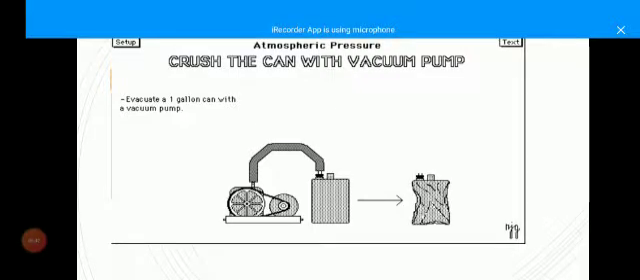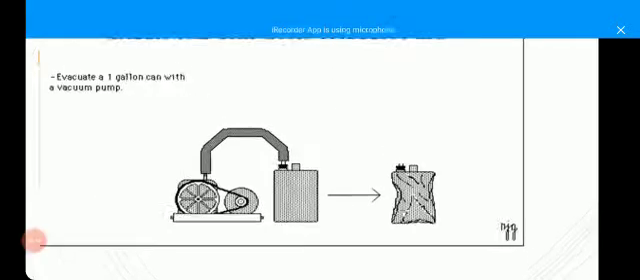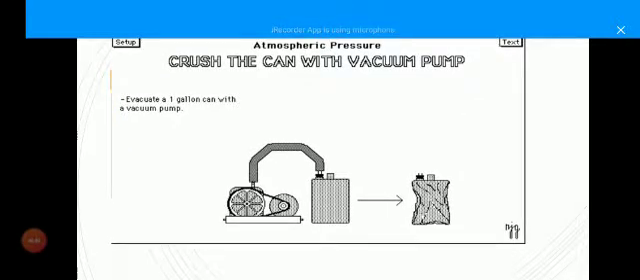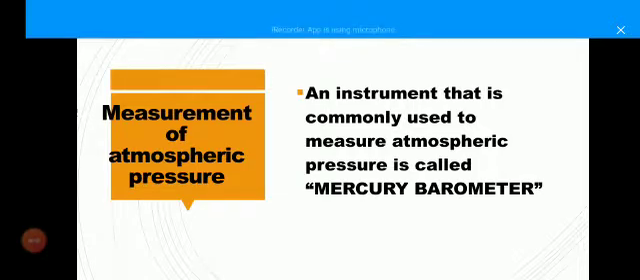Here they are exerting a pressure on this can, and look at the wall of this can. Why is the can wall thin? Crush the can with a vacuum pump. If we apply a vacuum pump, what is going to happen? If the can wall is thin, it is going to change like this.